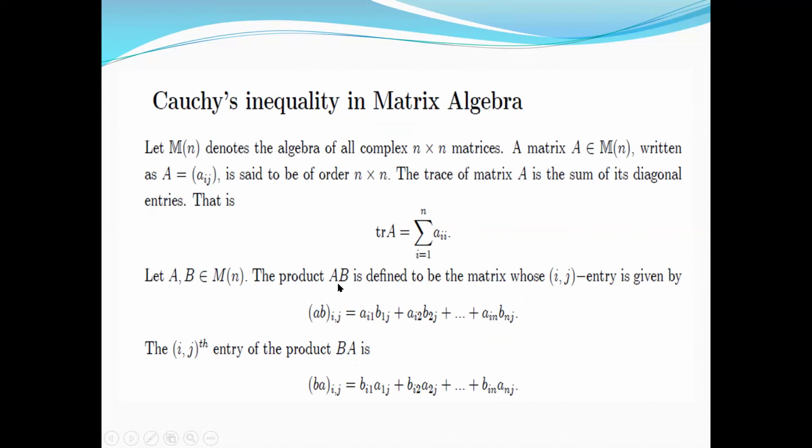If we take another matrix B with entries Bij, then the ijth entry of the product AB is Ai1 B1j plus, up to, Ain Bnj. And likewise the ijth entry of the product BA can be written like this. So in general, AB is not equal to BA.